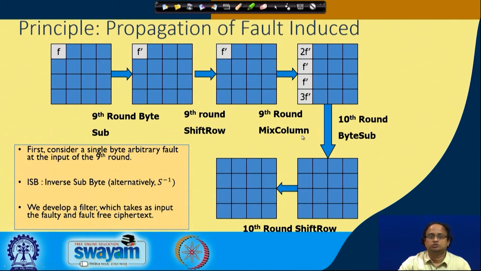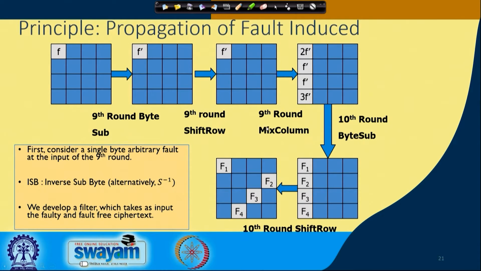Going ahead, the byte sub will again convert it into some values like f1, f2, f3, f4, and then, because of the shift rows in the last round, you will have f1, f2, f3 and f4. Remember, these are the differentials, because this is the XOR between the correct operation and the faulty operation. We get these values of f1, f2, f3, f4 because we get the ciphertext and we get the faulty ciphertext. If we XOR them, then we get the value of f1, f2, f3 and f4.